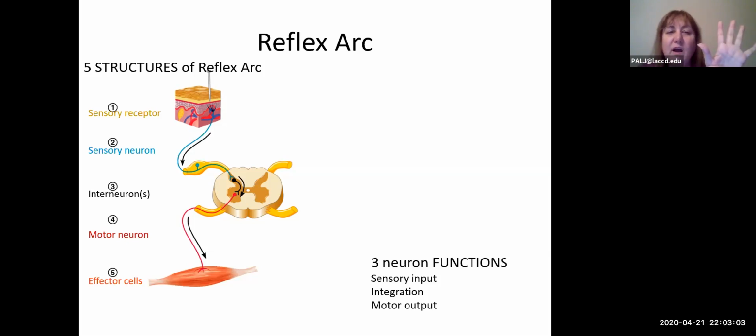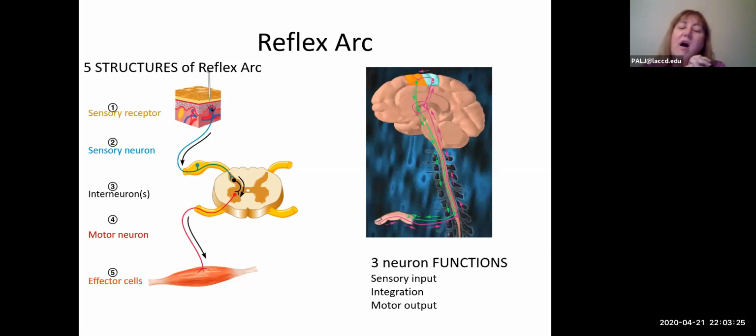So the 5 structures are going to be a sensory receptor, a sensory neuron, an interneuron, a motor neuron, an effector cell or organ. And the 3 neuron functions are the 2nd, 3rd, and 4th structure: the sensory input, integration, and motor output. Okay. Now on this picture, this is showing multiple interneurons.